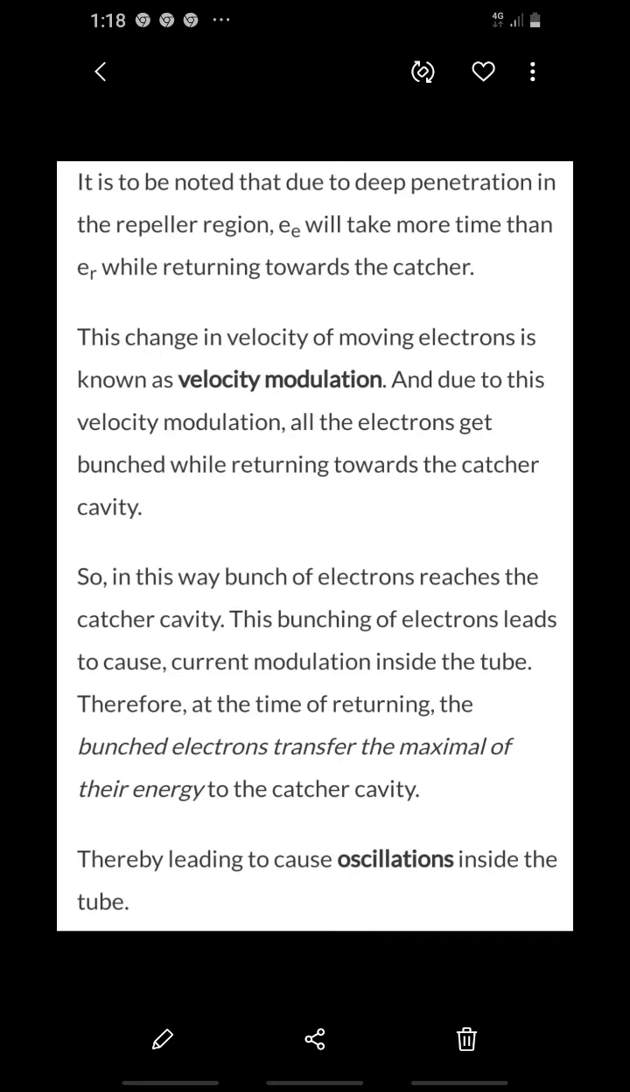So, in this way, a bunch of electrons reaches the catcher cavity. This bunching of electrons leads to current modulation inside the tube. Therefore, at the time of returning, the bunched electrons transfer the maximum of their energy to the catcher cavity, thereby leading to oscillation inside the tube.